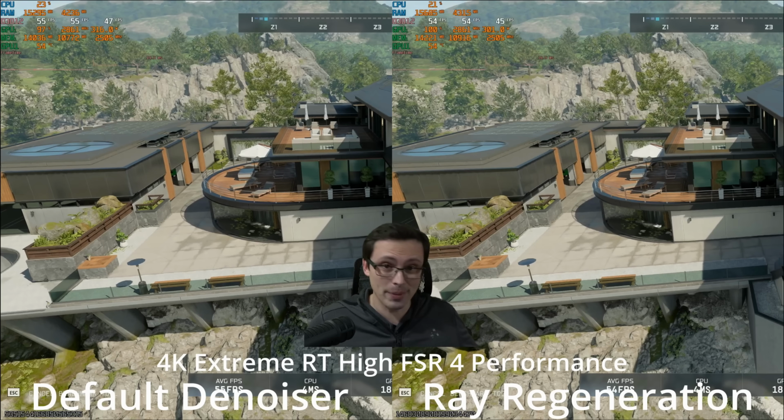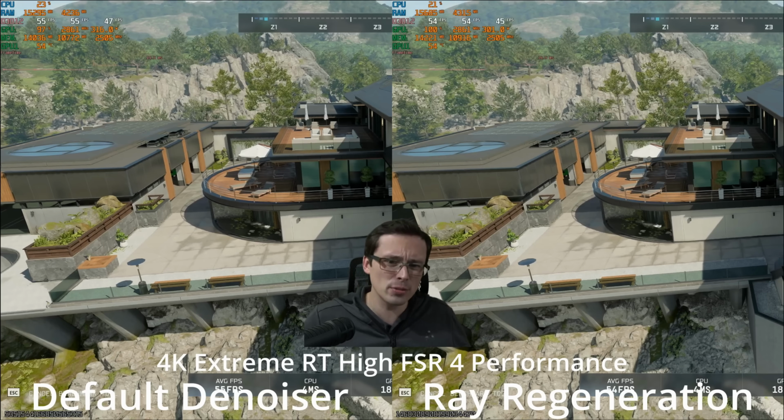Again, I'm not choosing these settings because I think this is how most people would play this game. I mean, maybe the campaign, but because we're testing out Ray Regeneration here, right? So that's why I'm turning everything up, especially the ray tracing. But on the 4K output, I'm using FSR performance mode, and I am using FSR 4. And then on the 1440p output, I'm using the balanced upscaling. And on the 1080p output, I'm using the quality level upscaling.